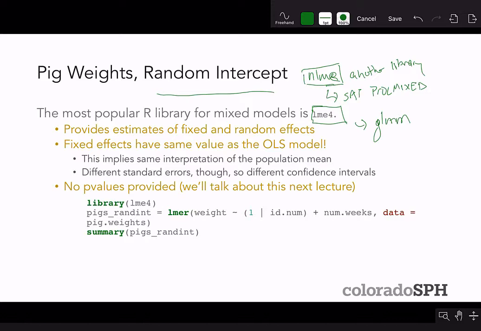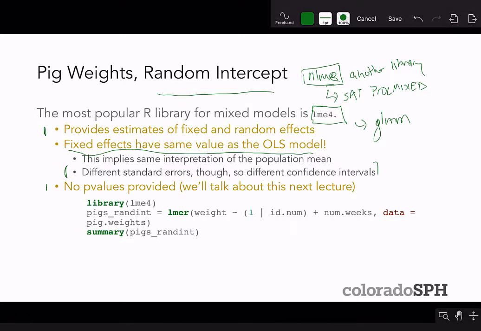When you run a linear mixed model using this package, or any other package, you get estimates for both your fixed and your random effects. And one thing that's interesting is if you don't specify extra correlation structures, then the fixed effects actually have the same value as the OLS model. Which means that you're going to have the same interpretation of the population mean as you would using least squares like we just did. However, what's different is the standard errors. So you would get different inference, different confidence intervals using this type of modeling.